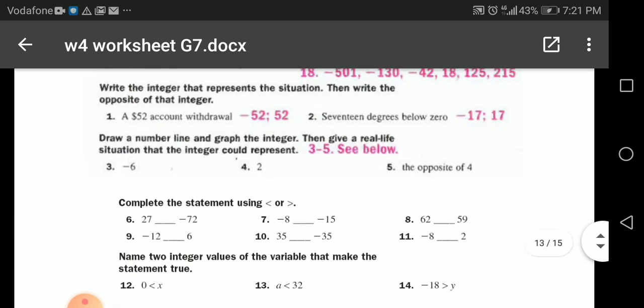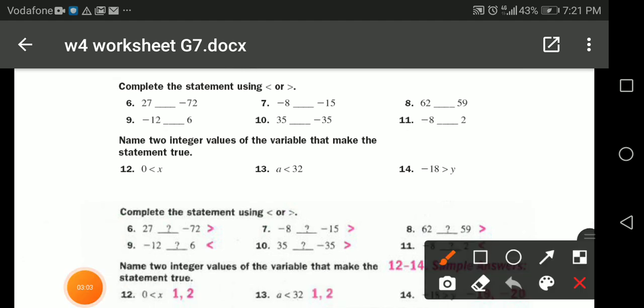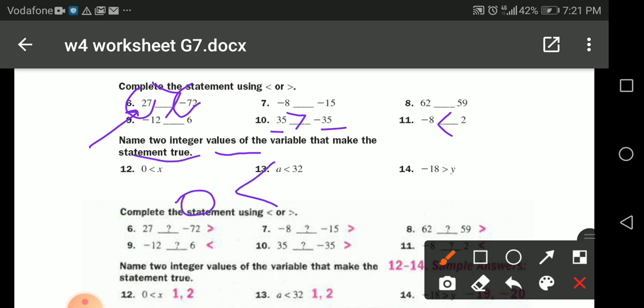I have some other questions and they are also very interesting here, guys. Greater than, less than, or equal: 27 and negative 72. 27, because here we have positive. Negative 35 or 35? 35 is greater. 2 is greater than negative 8. It's easy? Name two integer values of the variable that make the statement true. We have 0 and here x. What can we write? Instead of x, I can write 1, 2, 3, and so on, right?